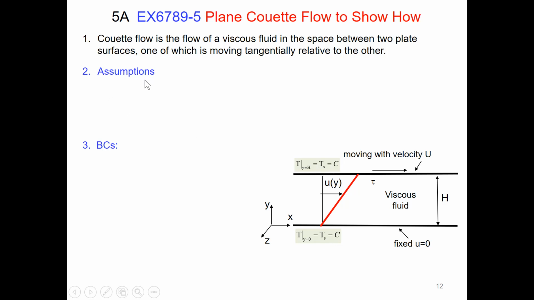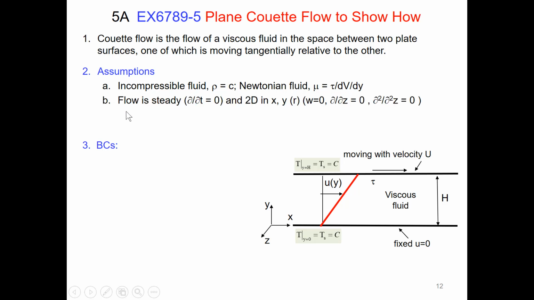2. The basic assumptions. A. The fluid is incompressible so that density is constant, and the fluid is Newtonian so that it follows Newton's viscosity law. B. The flow is steady so that all the derivatives with time are 0, and the flow is two-dimensional in x and y direction so that the velocity and all the derivatives in the z direction are 0.